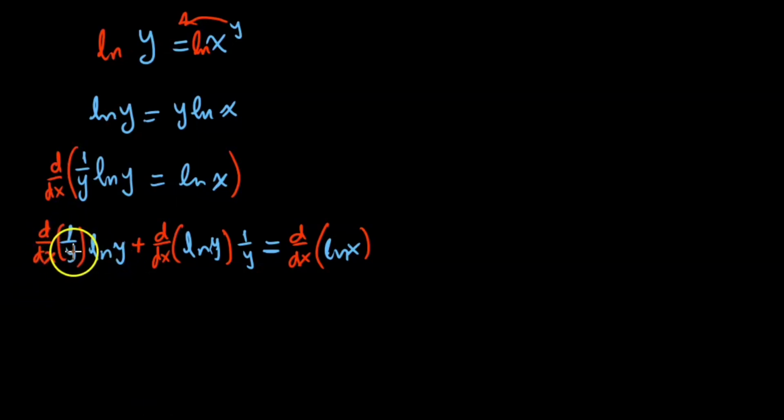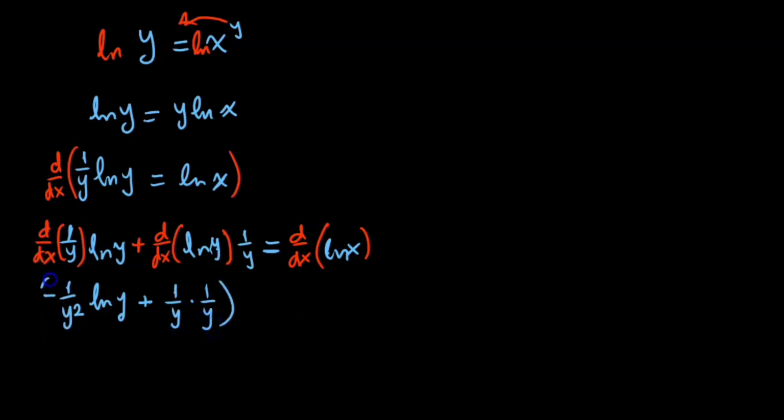So when we differentiate 1 over y, given that y is a function of x, and I'm using the chain rule again, that will become negative 1 over y squared, right? Then we have the natural logarithm of y multiplied by that. Good. Again, we differentiate this right here. The derivative of the natural logarithm of y is 1 over y. Then we multiply it by 1 over y.